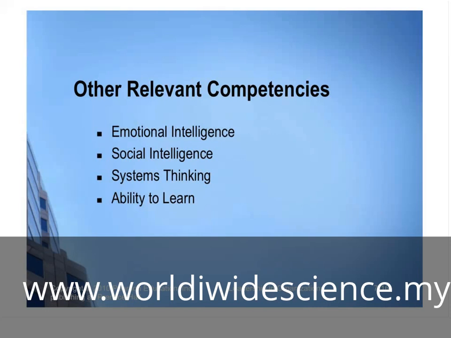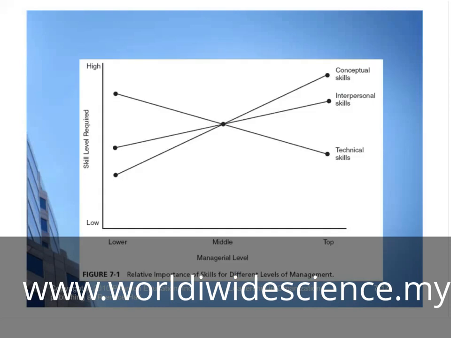Other relevant competencies are emotional intelligence. Emotional intelligence is a term that refers to being intelligent emotionally, being able to understand people, being able to create rapport with them. It's more of relationship management. Social intelligence, systems thinking, and ability to learn are also very important.